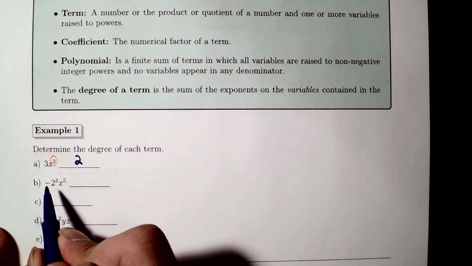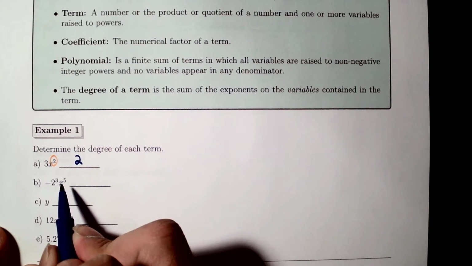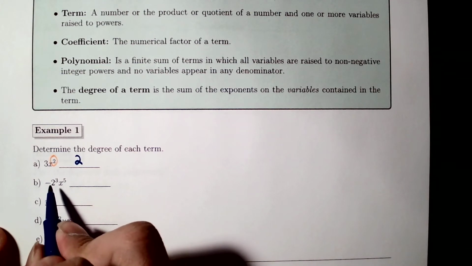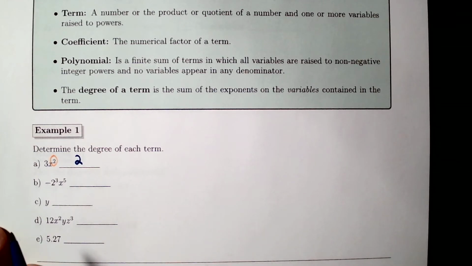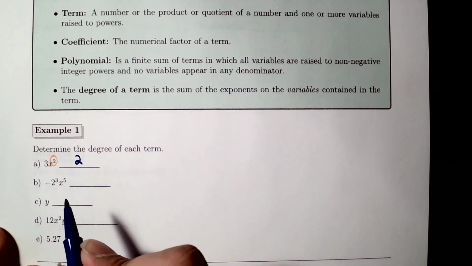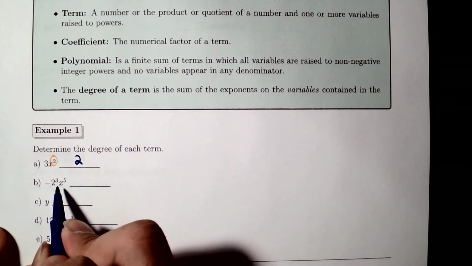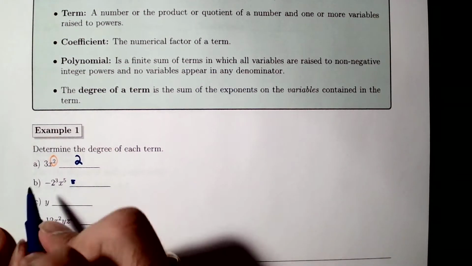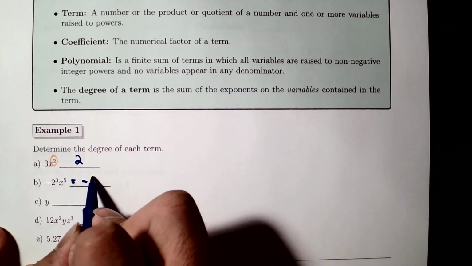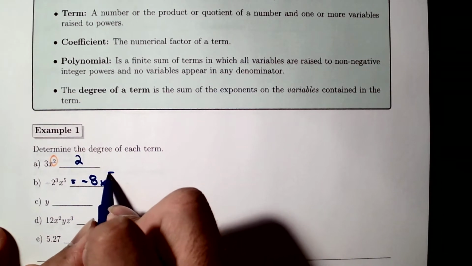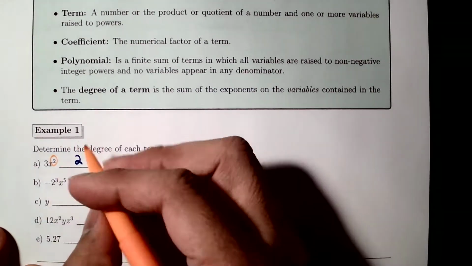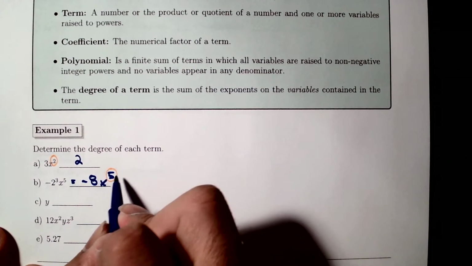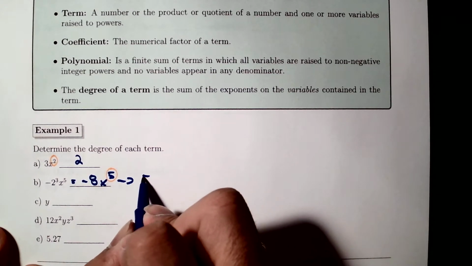Letter B, so we have negative 2 to the third power times x to the fifth power. So be careful here. Don't let this little 3 fool you, because all we look at for the degree of a term is only the variable part. If you want to simplify this, negative 2 to the third power is the same as negative 8 x to the fifth power. And the degree right here is 5.